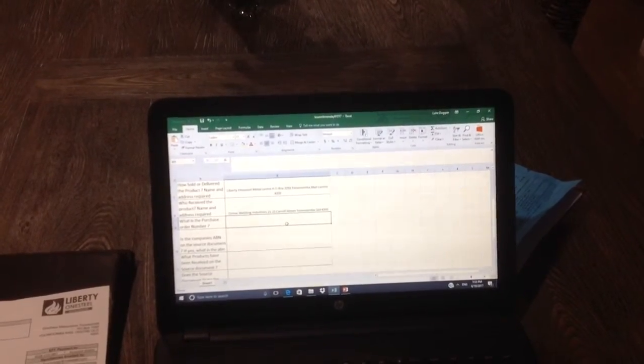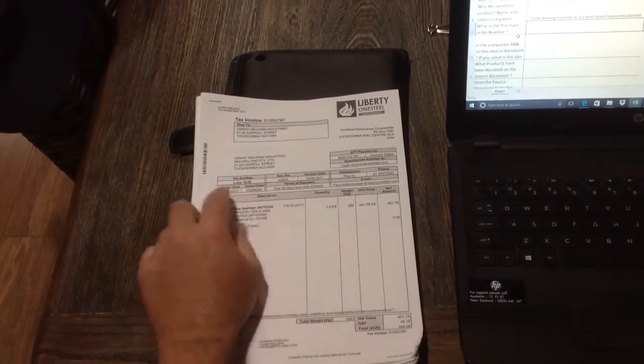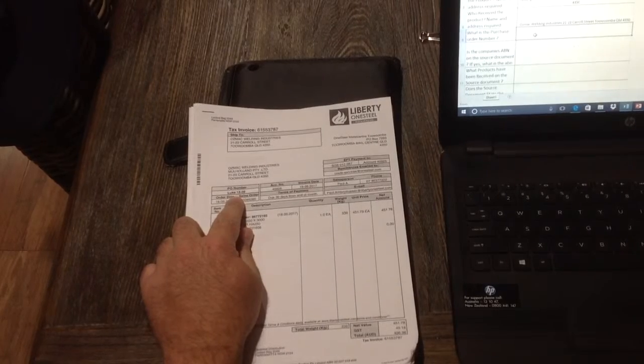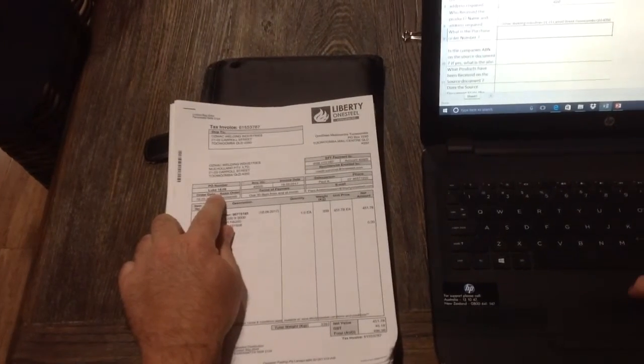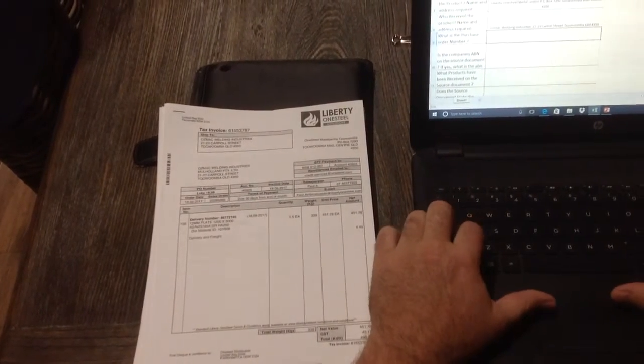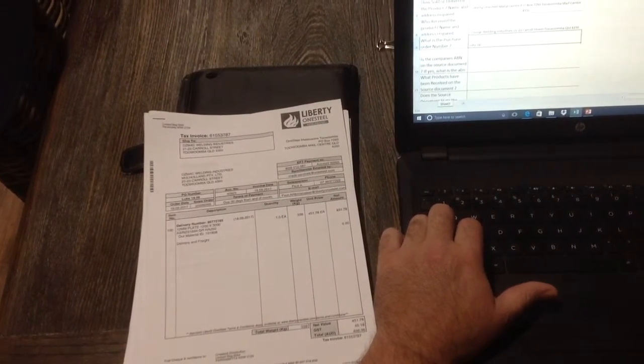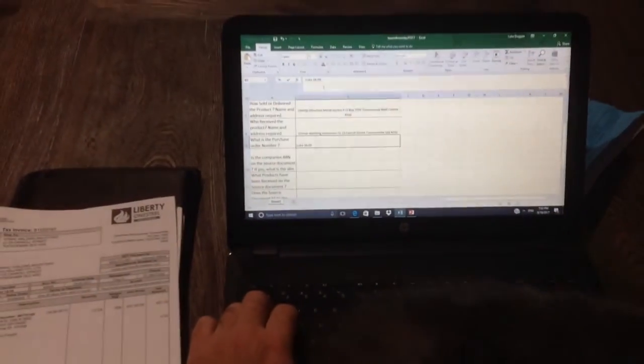What is the purchase order number? So we need to find, often it's just called a PO number. So we need to find that on the document. And in this one, they've used my name and the date it was ordered. 18 of the 9th.